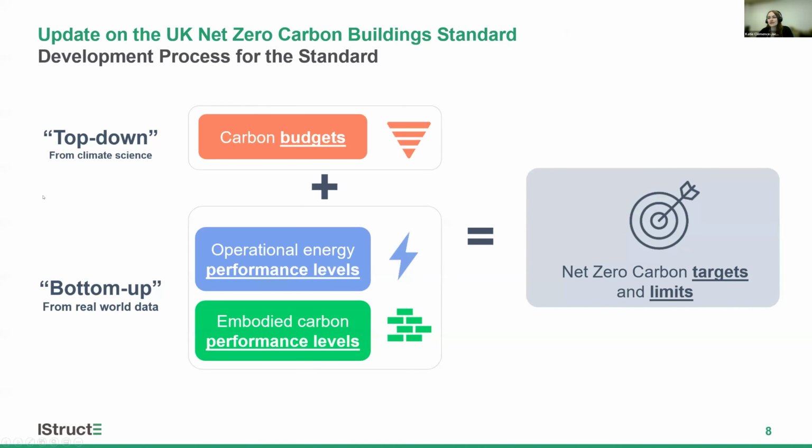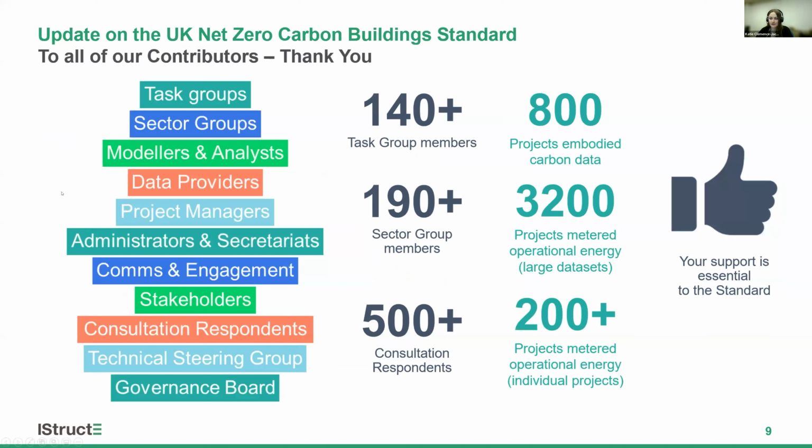The methodology that we're using to set the limits and targets for the standard combines top-down and bottom-up. We're taking carbon budgets that come from climate science, of what's needed to keep global temperature rise to 1.5 degrees, and allocating a share of that to the built environment, and then reconciling it with the measured bottom-up performance data that we've collected from real-world projects. We're using a combination of those to set the net zero carbon targets and limits.